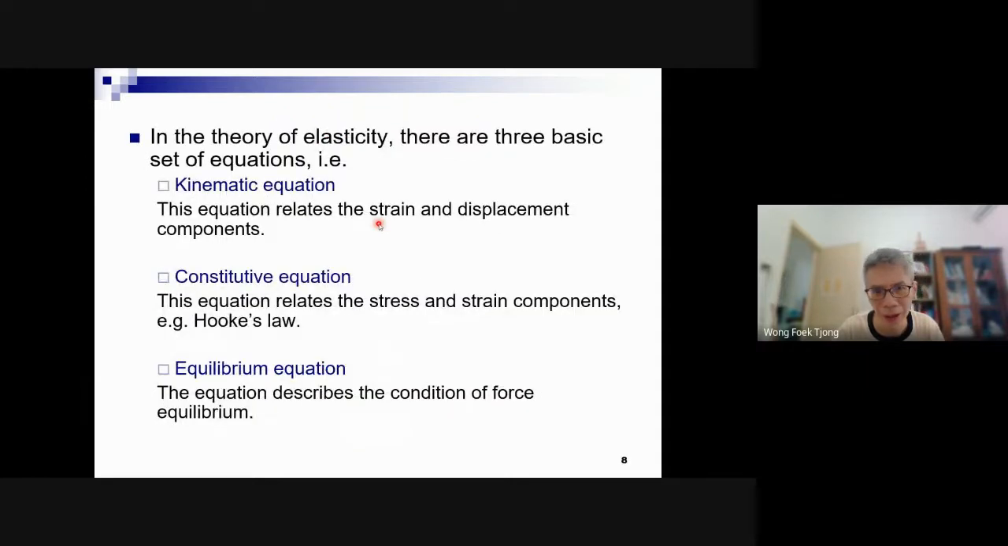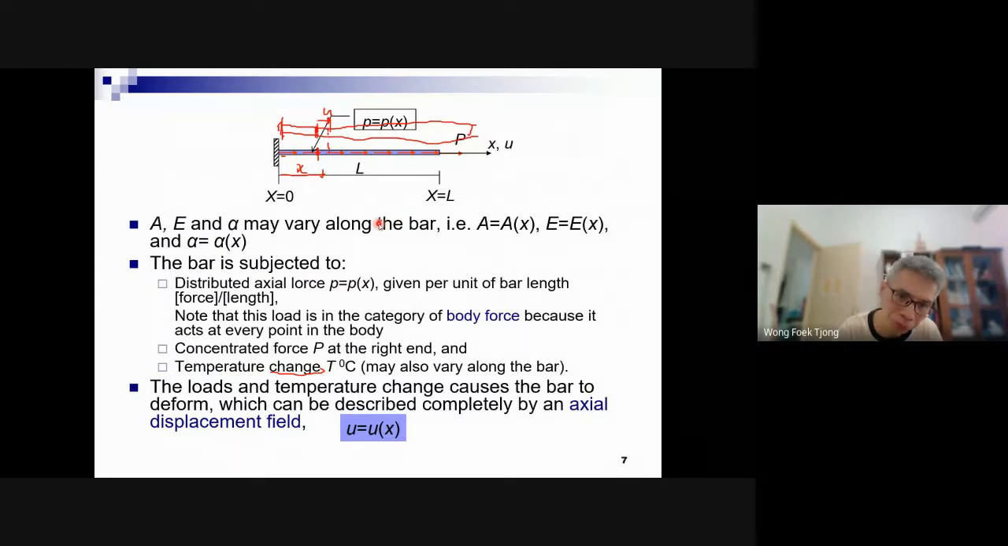Well, the problem is like this. Given all of this, it means the geometry, material, loadings, please compute or determine or find the displacement field. How to do that? We need equations that relate the external force to the displacement field, of course. We need equations.